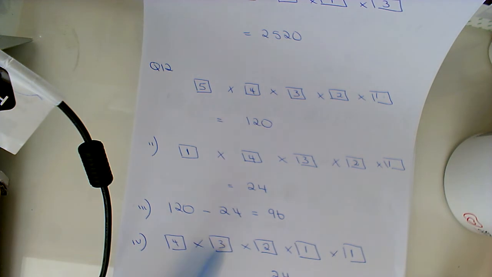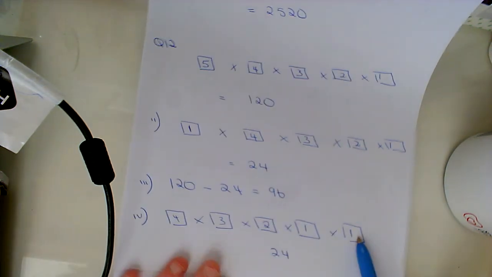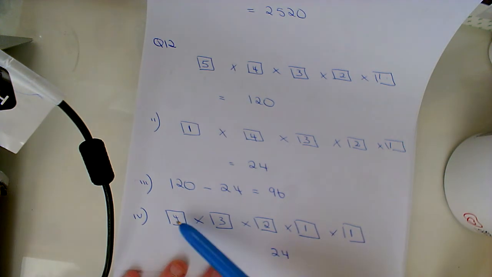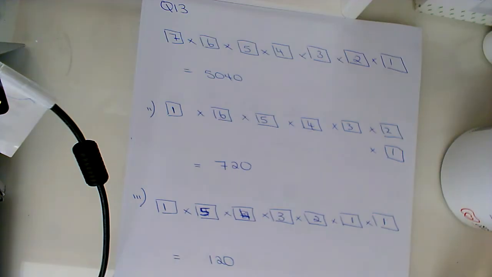So I know there was 120 arrangements altogether. There was 24 that begin with L, so I go 120 take away 24, and I'm left with 96. Part 4 says, how many end with M? So end with M, I have one choice. This box here has to be an M, and then I'm left with 4 boxes, so I go 4 by 3 by 2 by 1, and I have the answer 24.